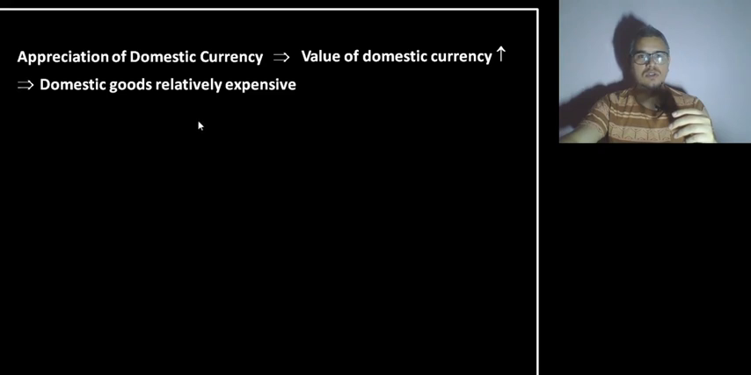So whenever there is appreciation of domestic currency, it means that the value of domestic currency will rise, and whenever the value of domestic currency rises, it means that the domestic goods become relatively expensive for the foreigners.